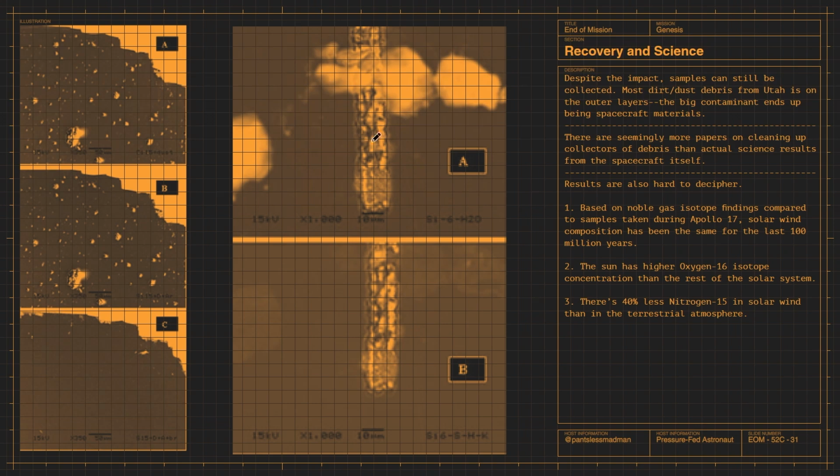Here's another one from that same paper. So this is the penetrant. This is the actual solar wind particle that hits. And then up here is debris that they got rid of. You can see the outlines of it here.